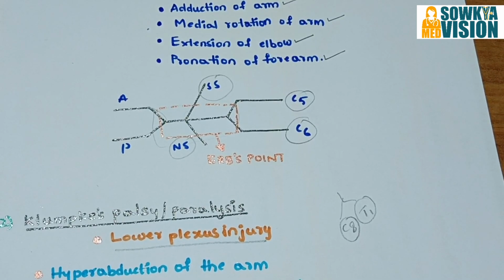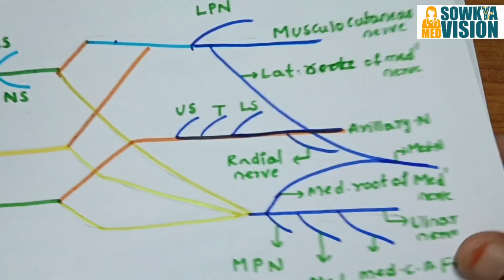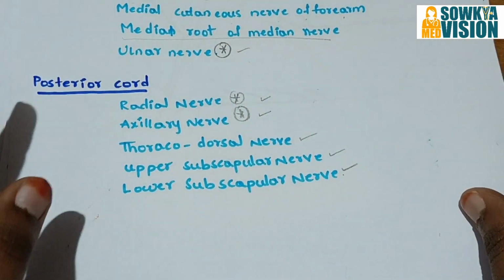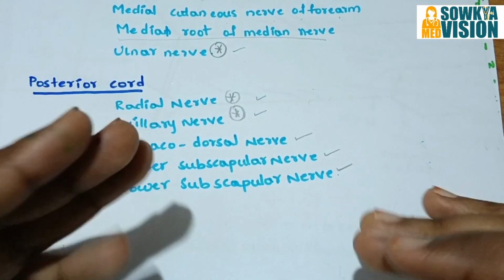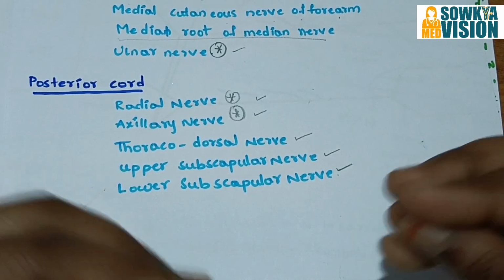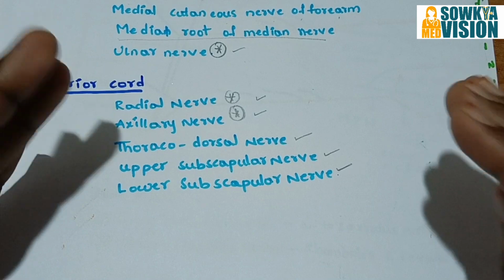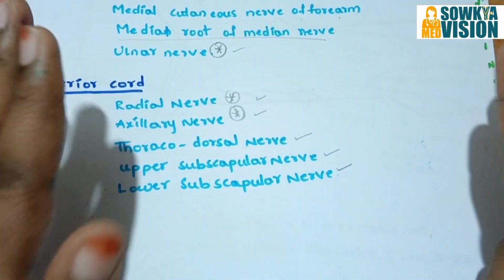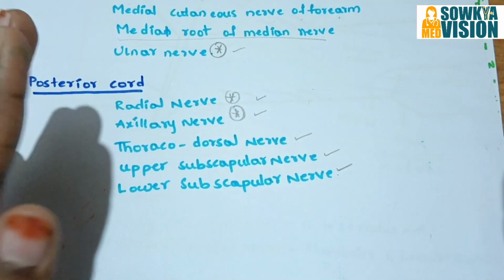Plexus means what? It is a network. It may be a network of capillaries, it may be a network of nerves. Here we have discussed the network of nerves, that is the brachial plexus. So what are the plexuses formed by the spinal nerves? Cervical, lumbar and sacral. There is no formation of a thoracic plexus, because the thoracic spinal nerves supply the viscera, so they are not involved in the formation of a thoracic plexus.